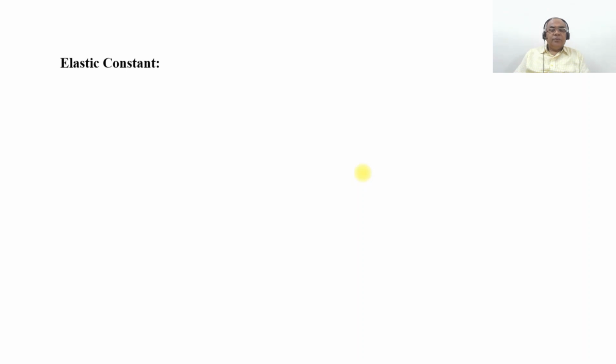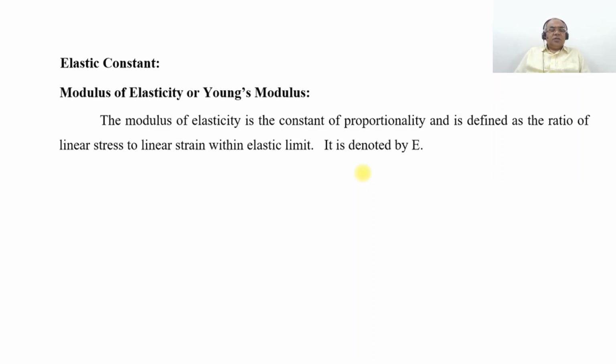Now, in this video, we are going to discuss the definitions of elastic constants. The first one is the modulus of elasticity, or Young's modulus. So what is that? The modulus of elasticity is the constant of proportionality and is defined as the ratio of the linear stress to the linear strain within the elastic limit. It is denoted by E.